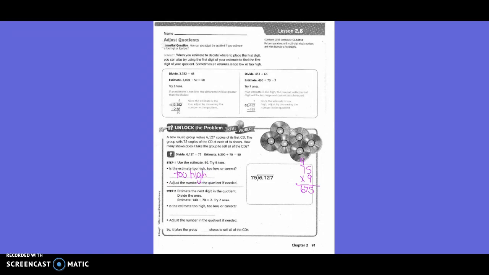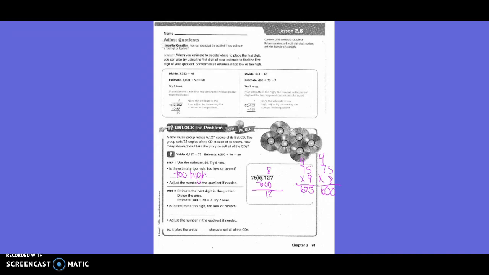So then it says adjust the number and the quotient if needed. So if that was too high, what do we need to drop it down to? 8, right? So 75 times 8. 5 times 8 is 40. So put a 0, carry the 4. 8 times 7 is 56 plus 6 is 60. So minus 600 would give you 12. Okay? So did that work there then?